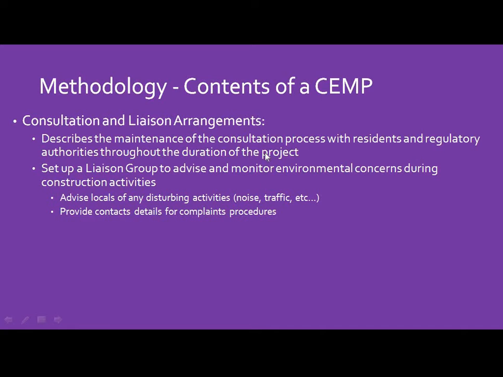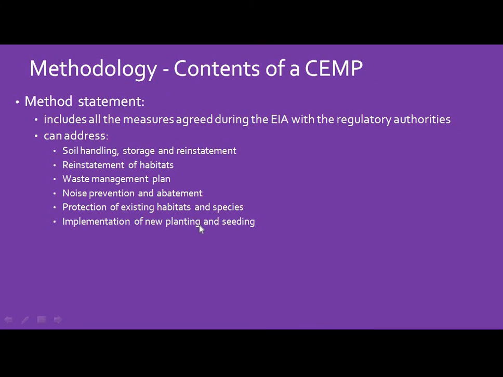Liaison arrangements describe the maintenance of the consultation process with residents and regulatory authorities throughout the duration of the project. So we have residents and regulatory authorities. Throughout the program, what should be followed? The contractor should set up a liaison group to advise and monitor the environmental concerns during the construction activities, advise locals of disturbing activities, and provide contact details for compliance procedures. Local people should be informed about any disturbing activities, and any complaint should be procured.